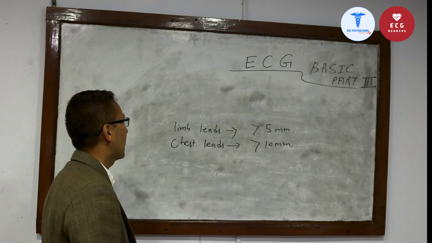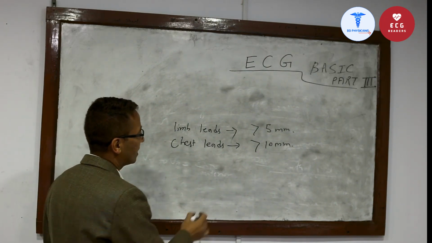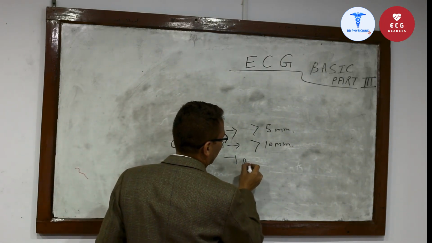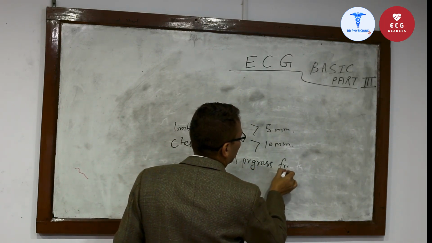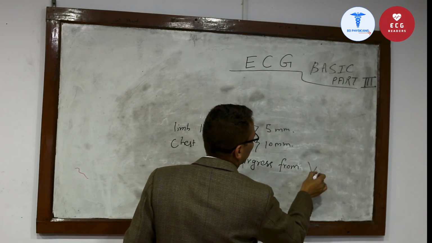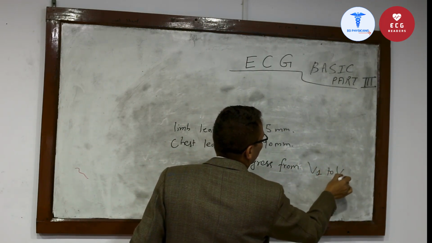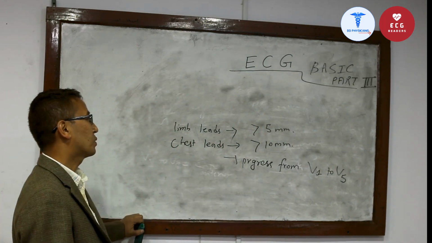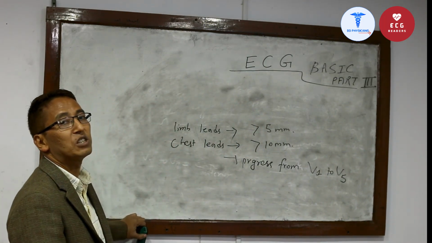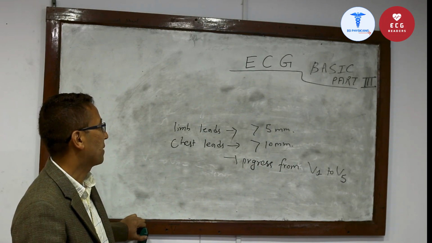In the chest leads, the height should increase or progress from V1 to V5. I mean to say, the height of the R wave should increase from V1 to V5.